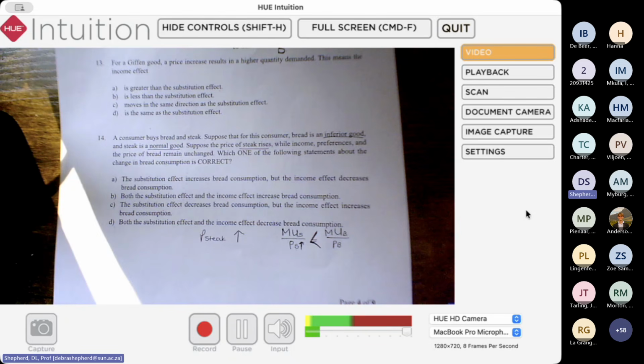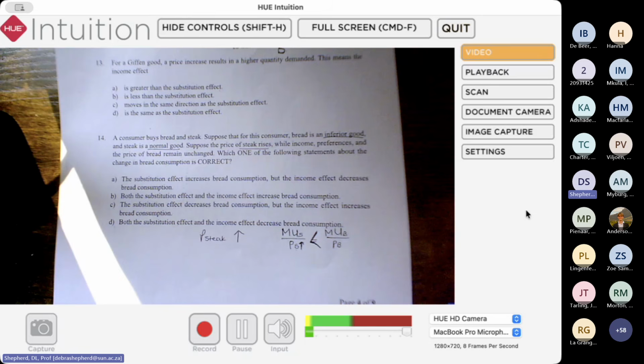So how does the consumer respond in terms of the income effect? The income effect tells us, given how your real purchasing power has been impacted, do you consume more or less normal goods or more or less inferior goods? In this example, I've told you bread is an inferior good. So if real purchasing power goes down because the price of steak has gone up, that means that the consumer would consume more bread as part of the income effect because bread is inferior. So that tells me that both the substitution effect and the income effect increase bread consumption. So the answer to this question is B.